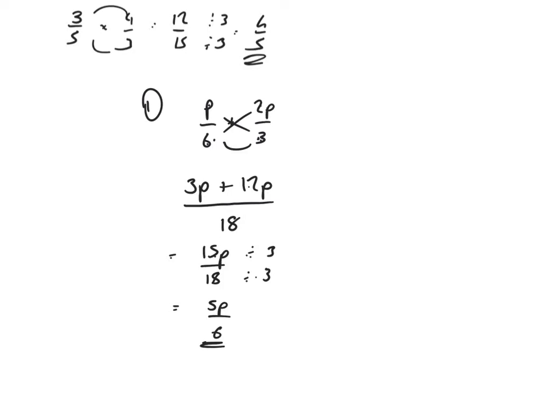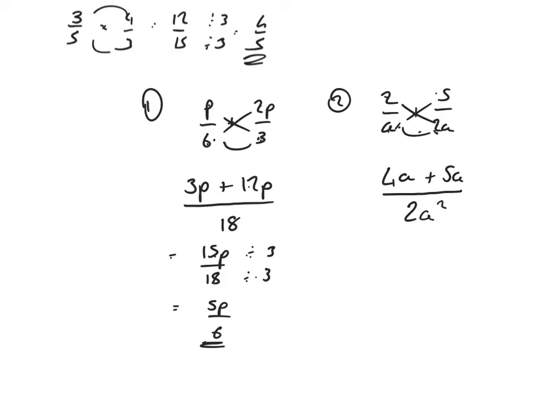Okay, let's take down example 2. Okay, so we've got 2 over a plus 5 over 2a. Okay, so we're adding fractions, so kiss and smile again. 2 times 2a is 4a, plus 5 times a is 5a, over a times 2a, so that's going to be 2a squared. Okay, 4a plus 5a is 9a, so I've got 9a over 2a squared.